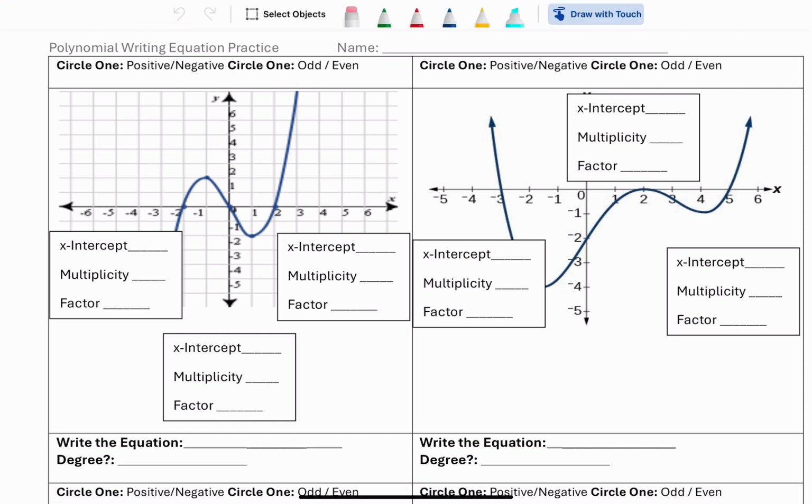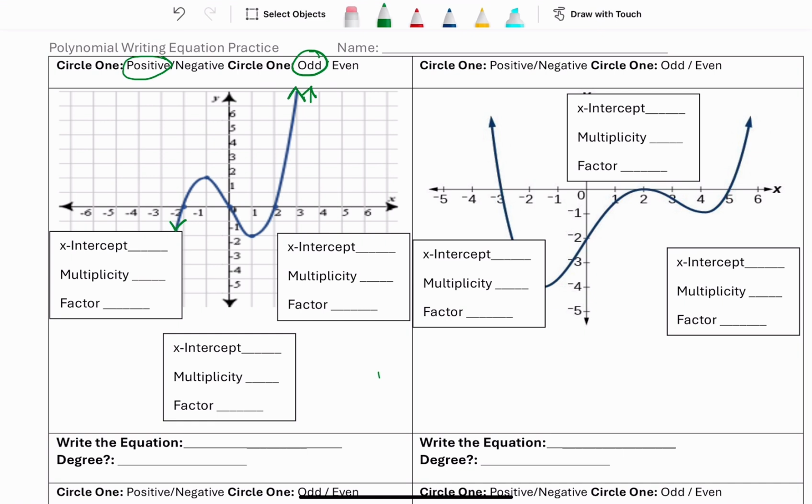So the first thing I'm going to look at is whether this graph is positive or negative, and whether it is odd or even. The first thing I know is that this graph is odd, because I have arrows going in opposite directions. So I can go ahead and say that it's odd, and we're also going to see in a minute why it's odd from the degree. We also know that it's positive because the right side of my graph is going up. Now we look at our x-intercepts.